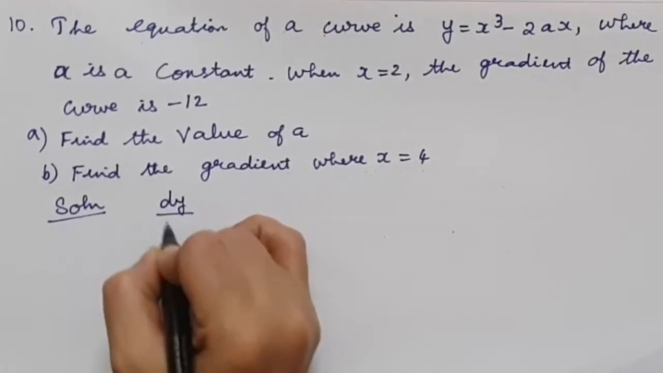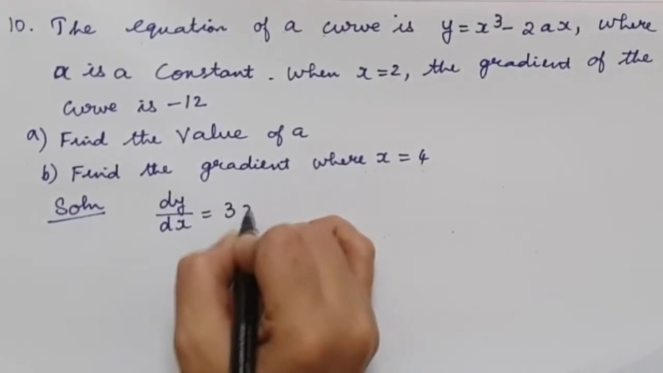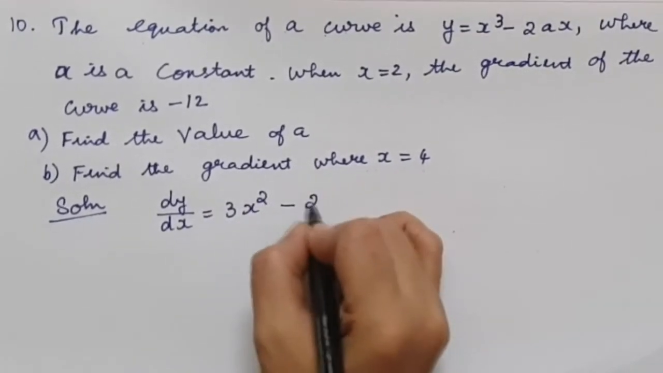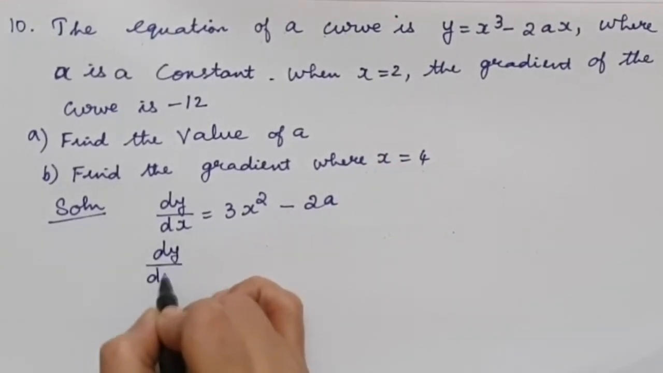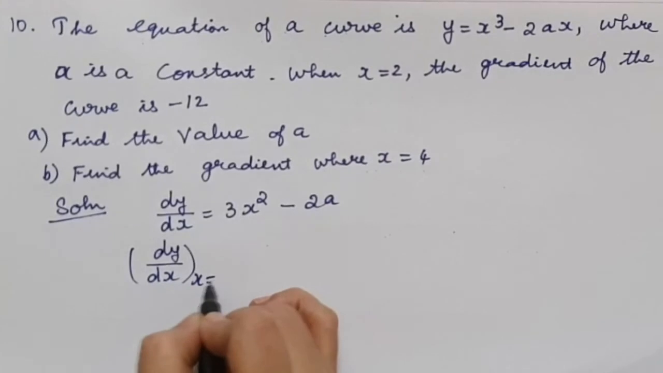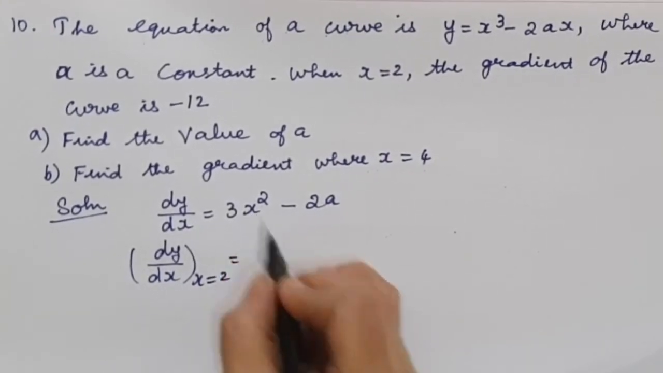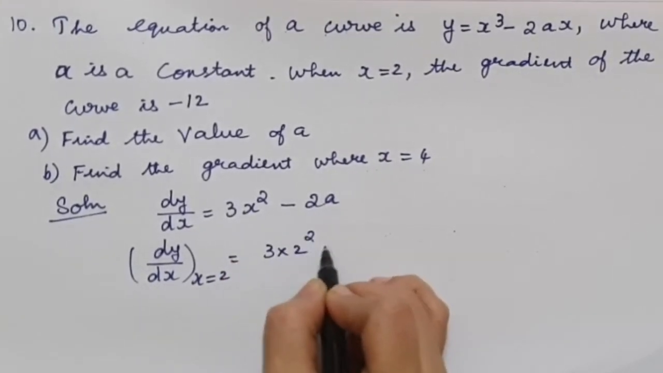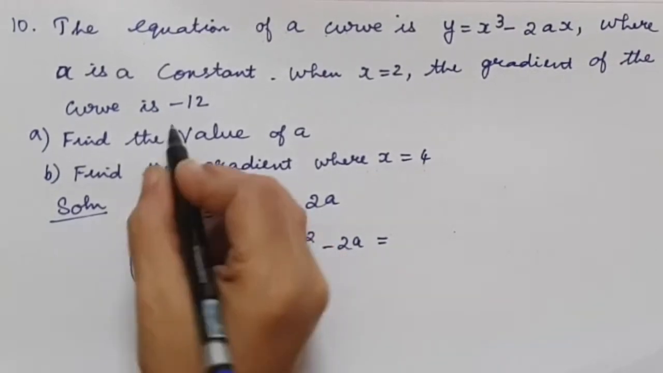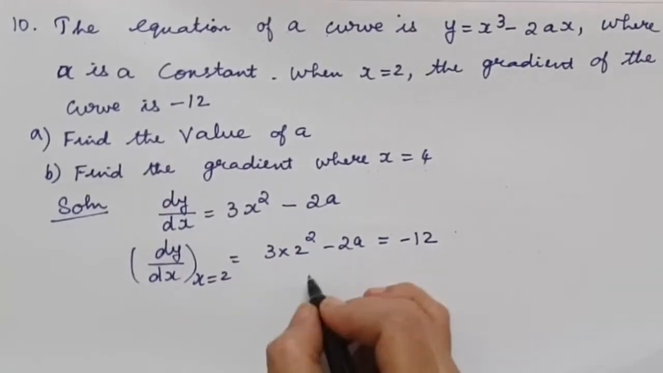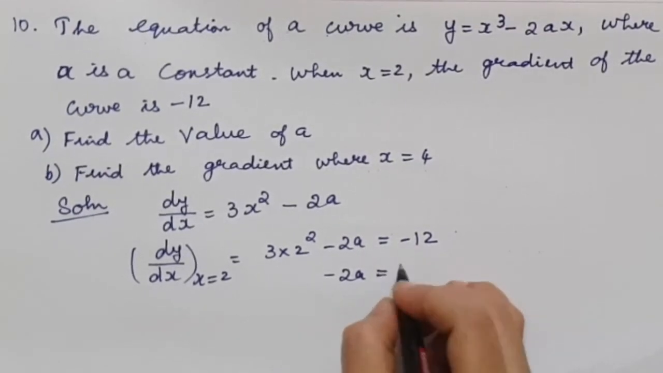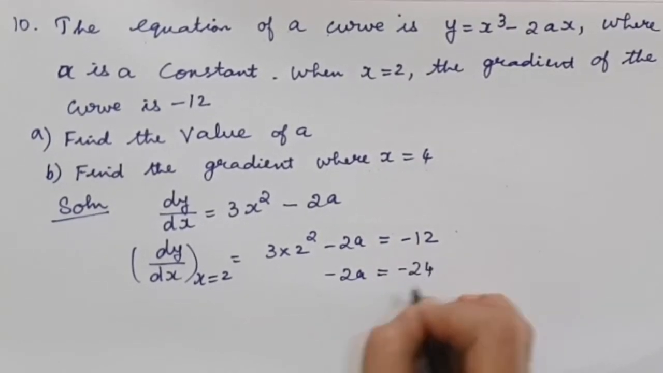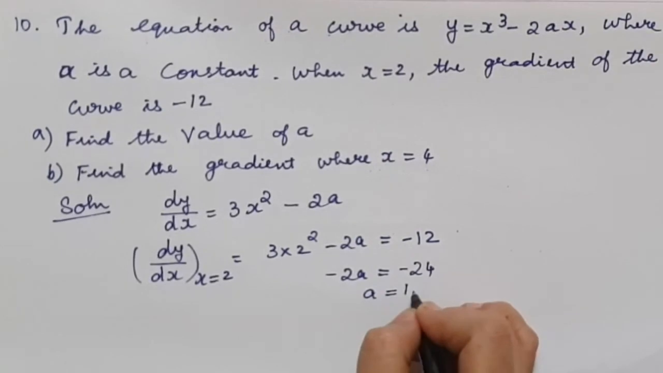So dy over dx will be equal to 3x squared minus 2a. When x equal to 2, dy over dx at x equal to 2 will be equal to 3 into 2 square minus 2a. The gradient is equal to minus 12. So minus 2a will be equal to minus 24. So a will be equal to 12.